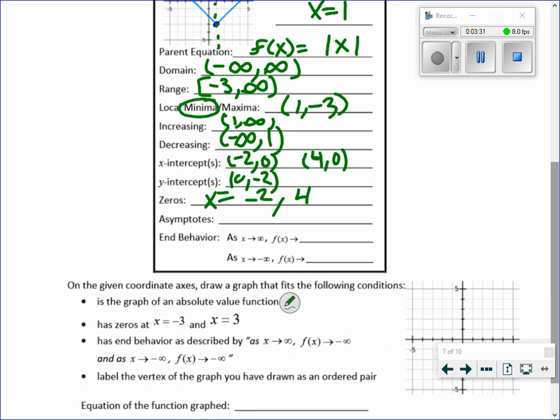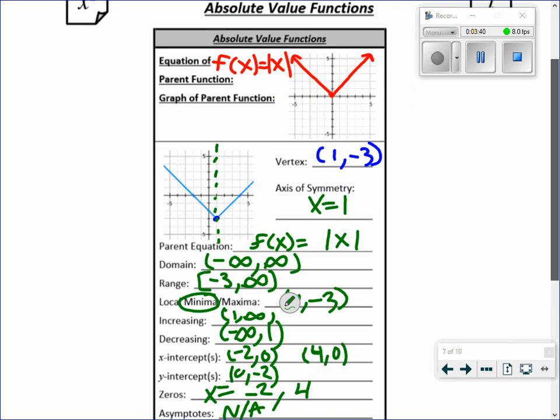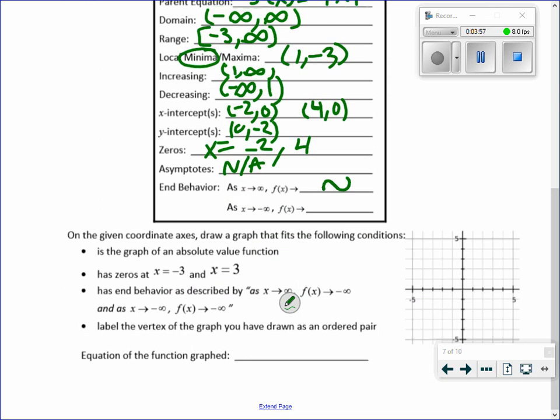Do we have asymptotes here? Nope. So our end behavior: as x goes to positive infinity, what side of the graph are you looking at? The right side. If I go to the right side, I go to the edge of my graph. If I'm touching the edge of my graph, what is it doing? It's going up to positive infinity. And now as x goes to negative infinity, where are you also going?